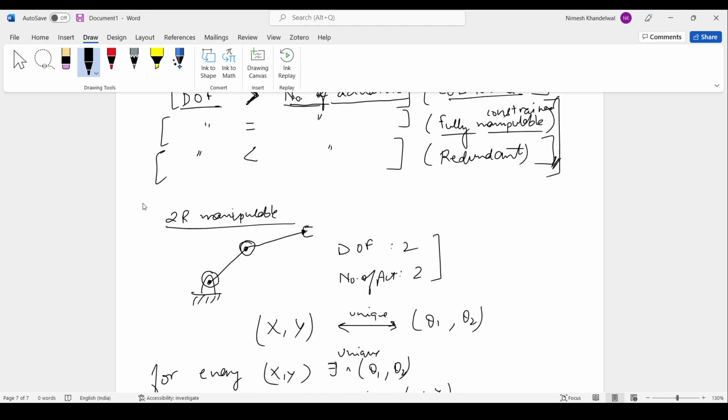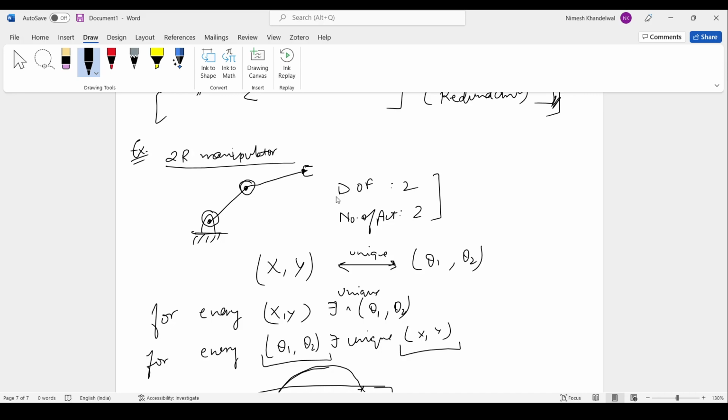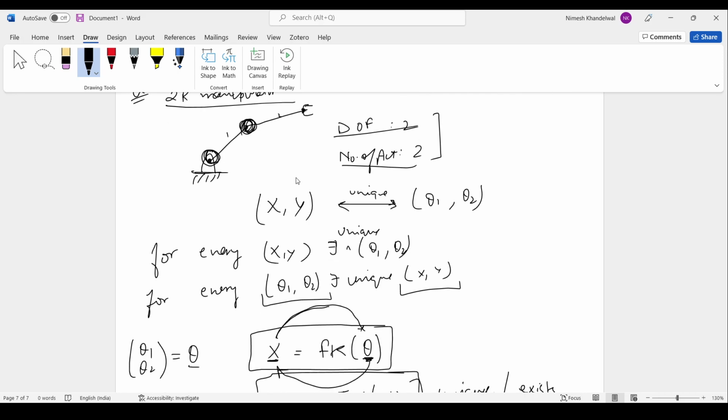Like we took the first example of the 2R manipulator. This 2R manipulator has two DOF and also two actuators, one at the ground and one at the joint between link 1 and link 2. What it essentially means, as we saw, is that there will be a unique solution. But a unique solution for which problem? There will be a unique solution for both problems, your forward kinematics and inverse kinematics.